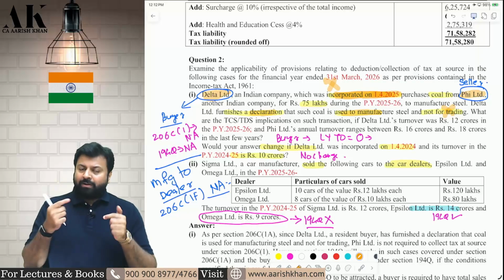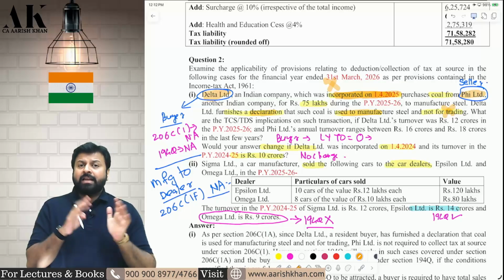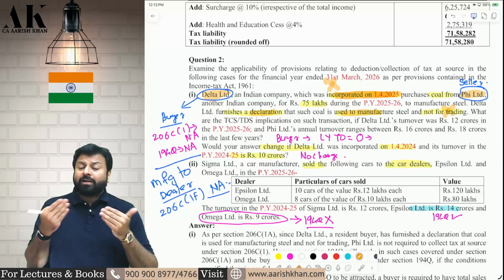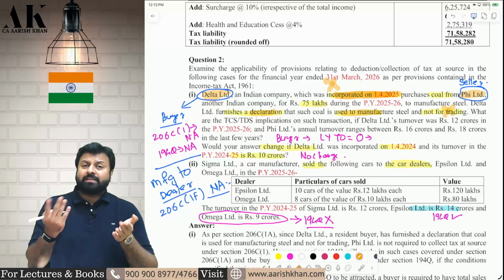So again, I am saying one more part is there in this question. Again, I am saying the seller is not liable to collect TCS on coal because the buyer is giving declaration. The buyer is not liable to deduct TDS because the last year business turnover is zero.